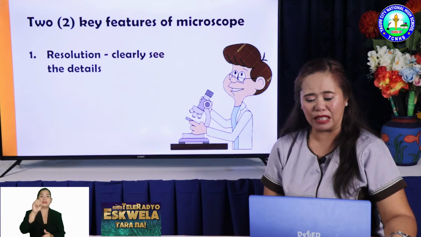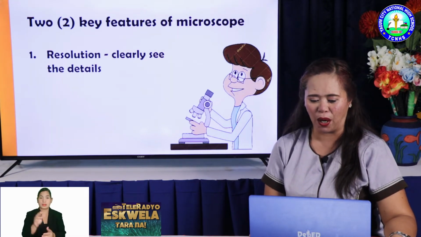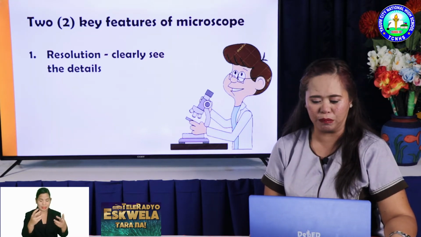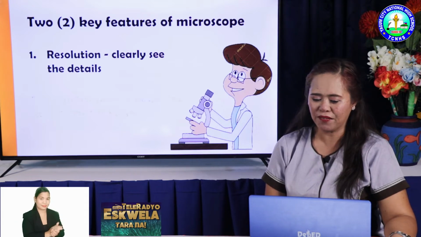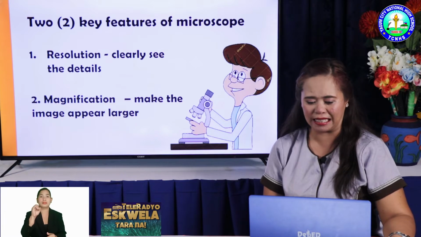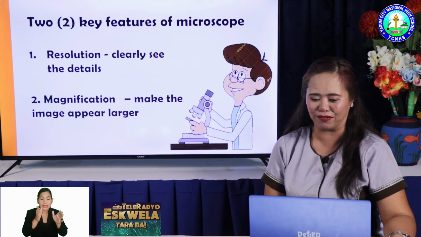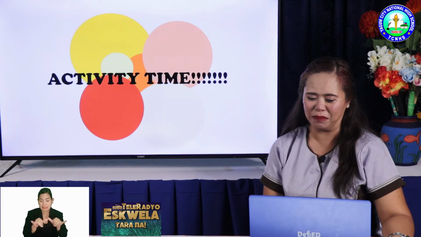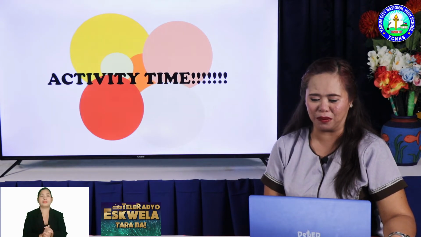Resolution is the ability to clearly see the details of an object viewed in a microscope, while magnification is the ability to make the image larger than it is in real life. Now, let us try the proper way of using a microscope.